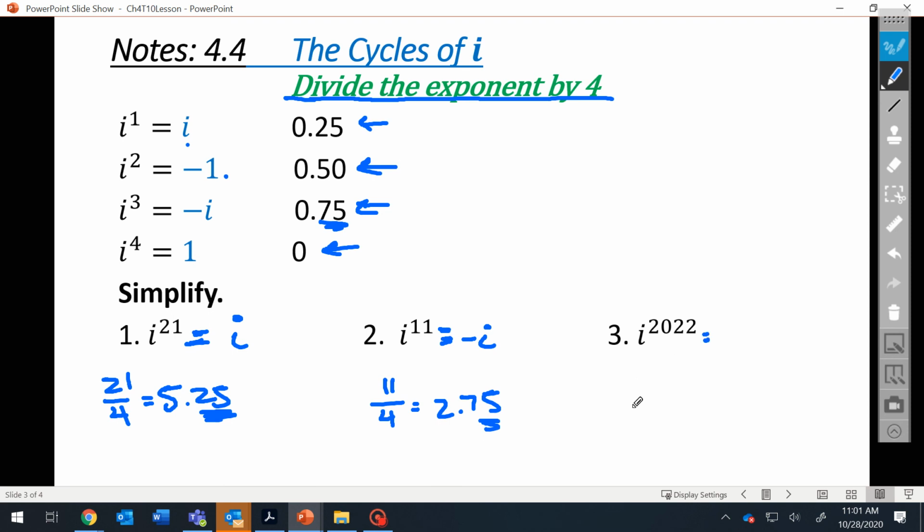And 2022, so if I divide that by 4, 2022 divided by 4, I get 505.5, and 0.5 tells me that it's the second one in the cycle, which reduces to negative 1.